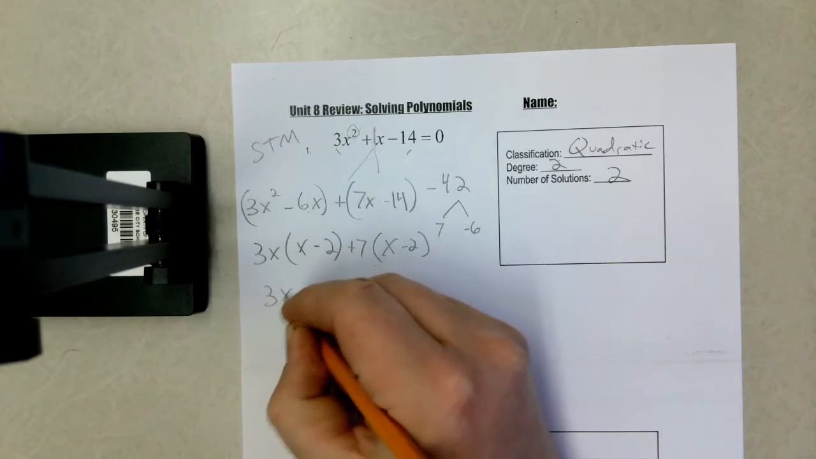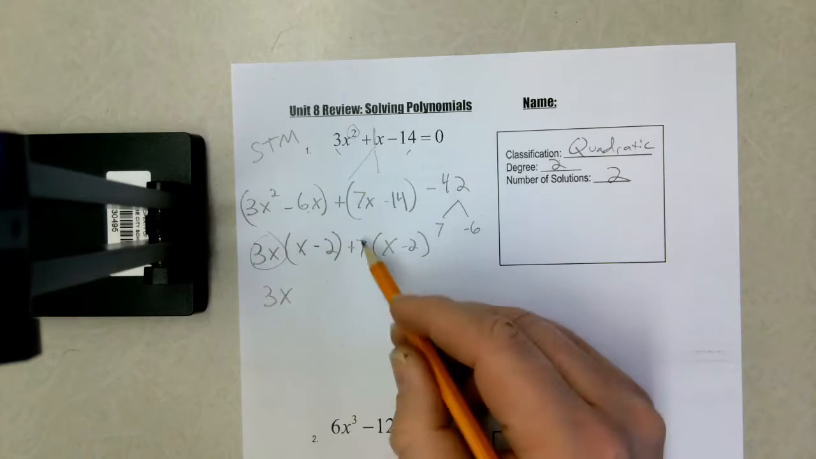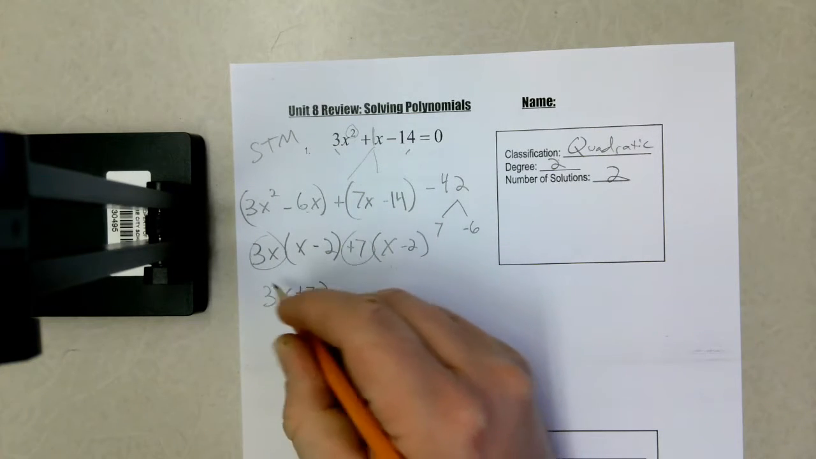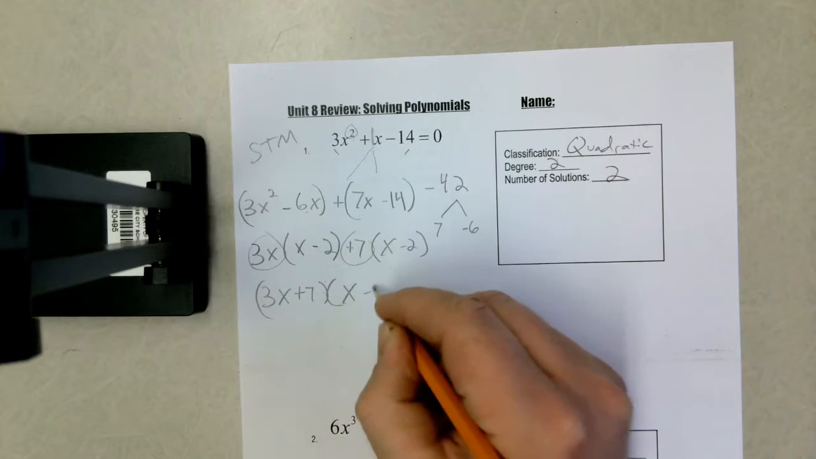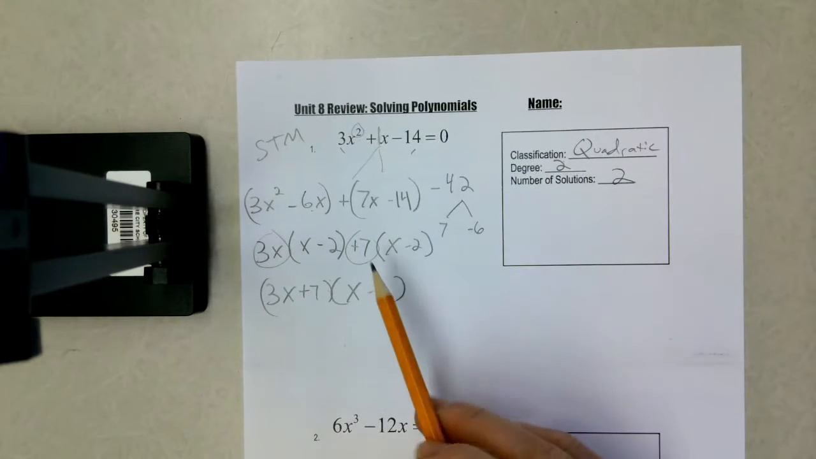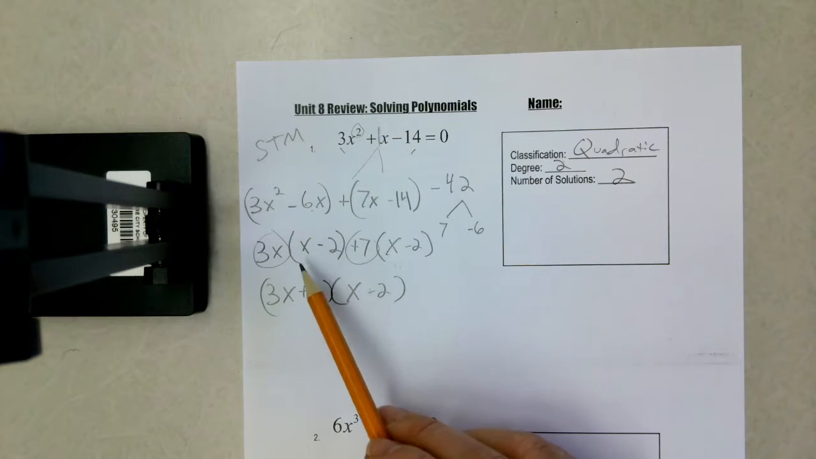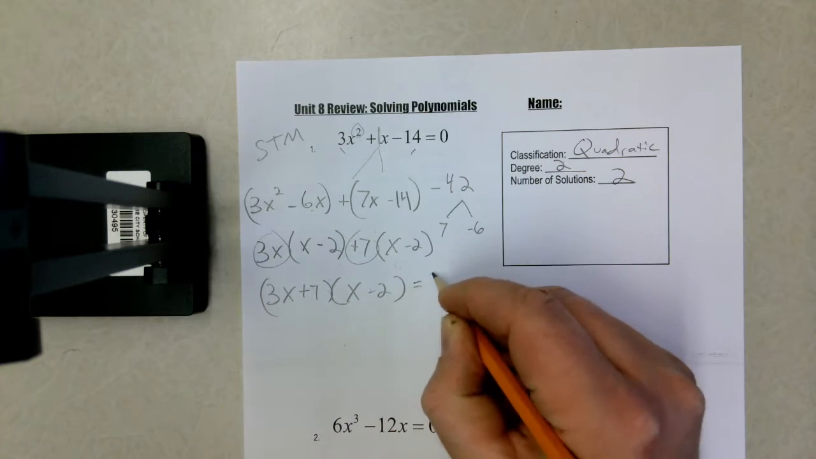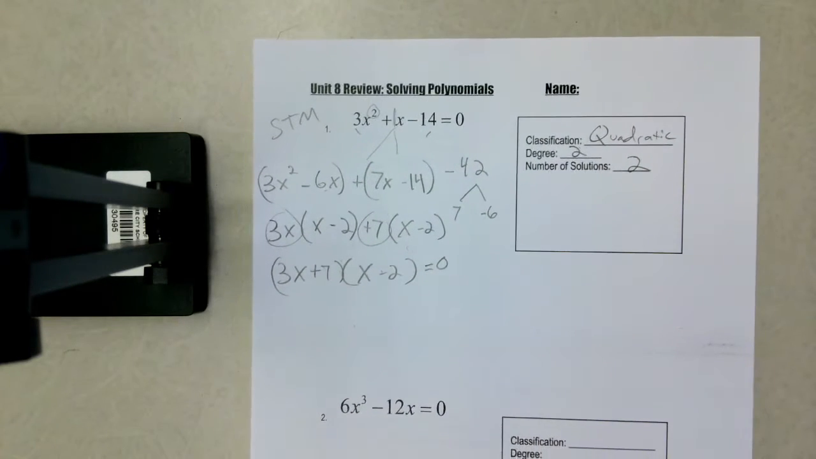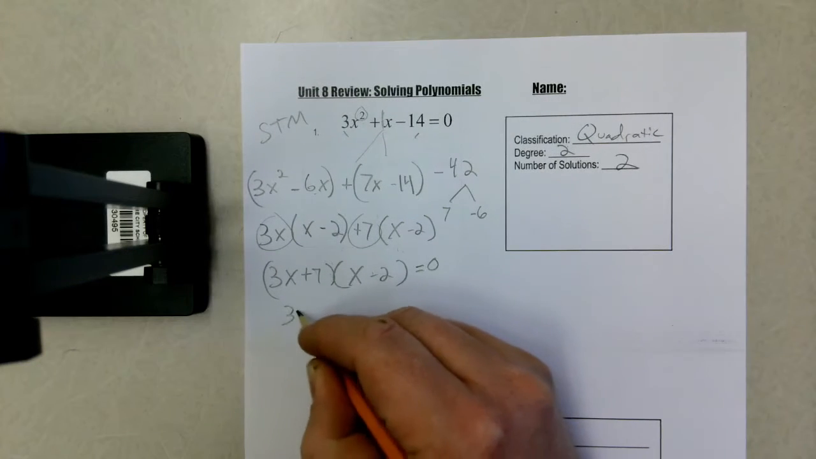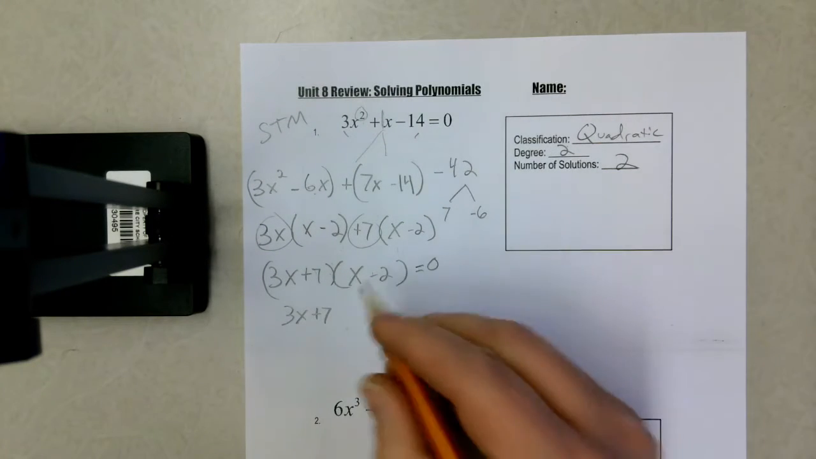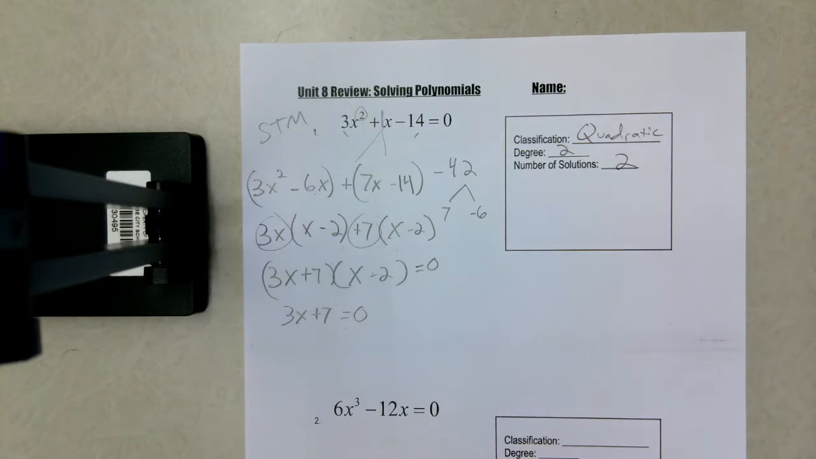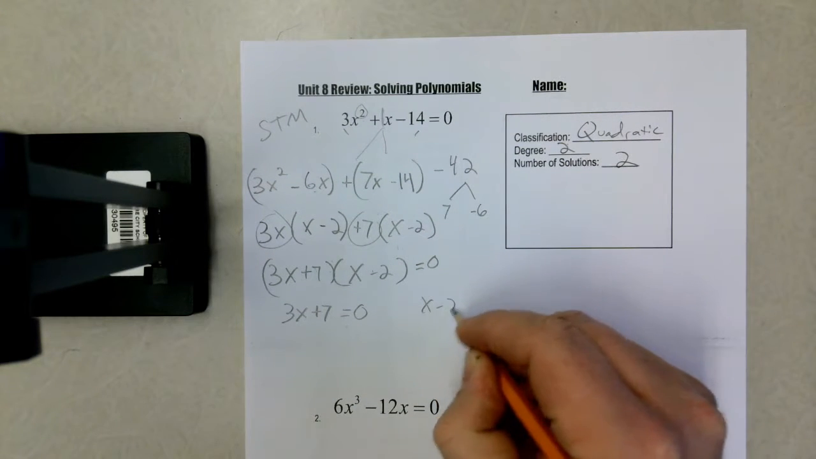And then my final factored form is 3x plus 7 and x minus 2. The x minus 2's are the same, and then I just combine with grouping, 3x plus 7. So that's my factored form. Now to find the solutions, I have to put each of these equal to 0 and then solve. 3x plus 7 equals 0, and x minus 2 equals 0.